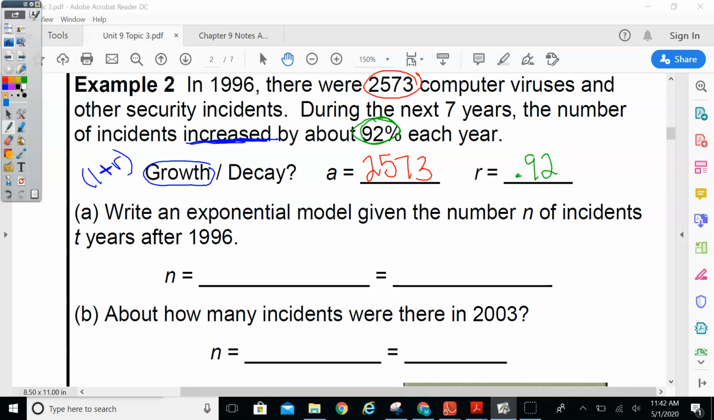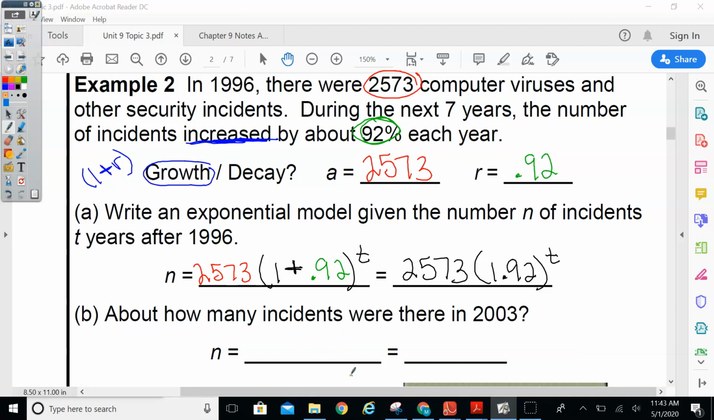So plugging everything in, we get N equals A, which is 2573, times 1 plus, since it's growth, r was 92, so 0.92. And we're going to leave this as t. So we just add 1 plus 0.92 for our model. So 2573 times 1.92 to the t power. So from here, we just use it to calculate these values.